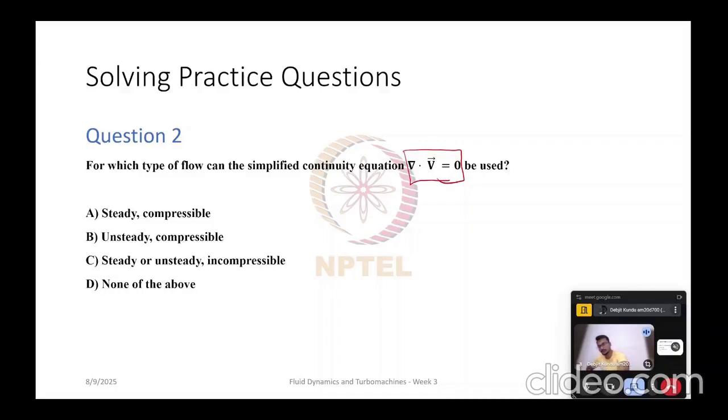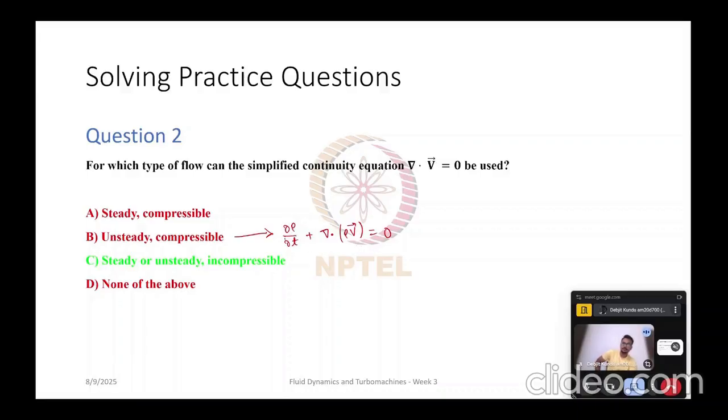So let's take a look at the solution. It's actually option C, but let's go through the other options. As we discussed in the earlier slide, the most general form for the unsteady compressible flow is this one, dou rho dou t plus the divergence of rho v vector equals 0.